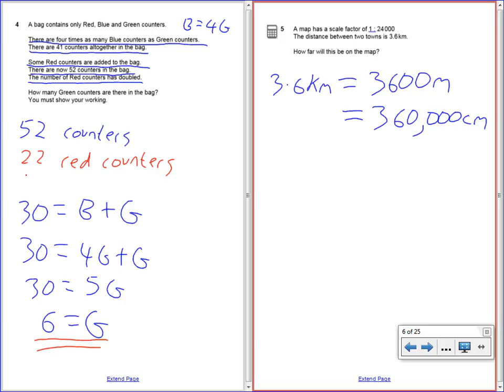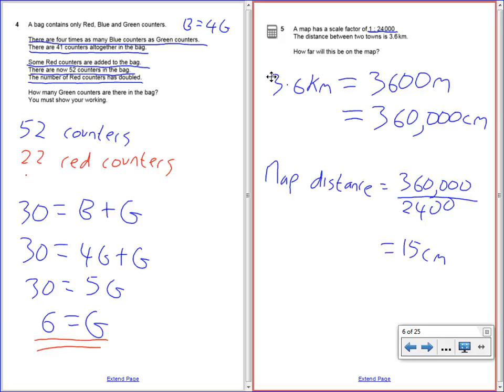The map has a scale factor of 1 to 24,000. So that means the distance on the map is 24,000 times smaller than the real distance. So that means the map distance is 360,000 divided by 24,000. And that gives 15 centimetres.